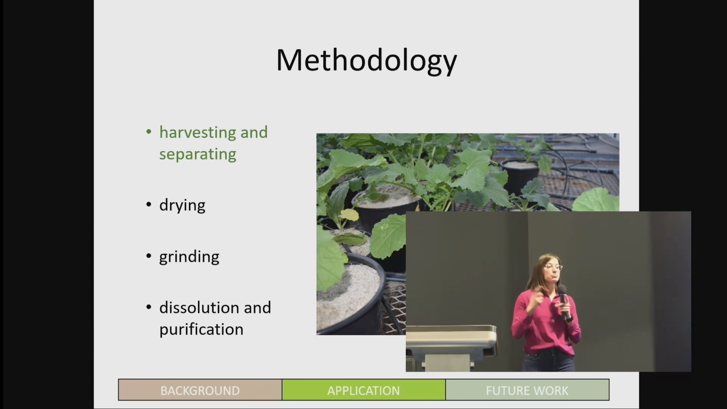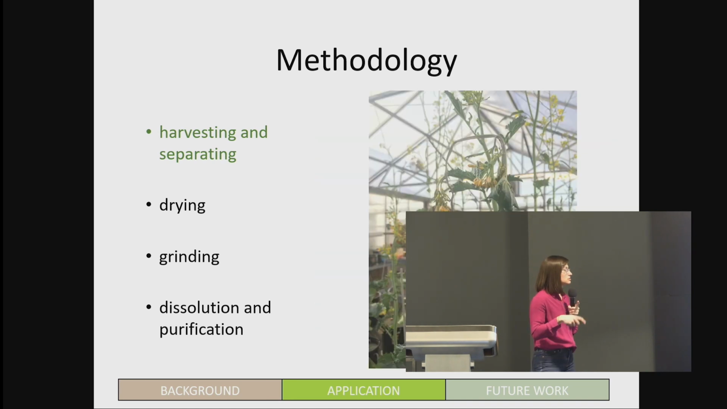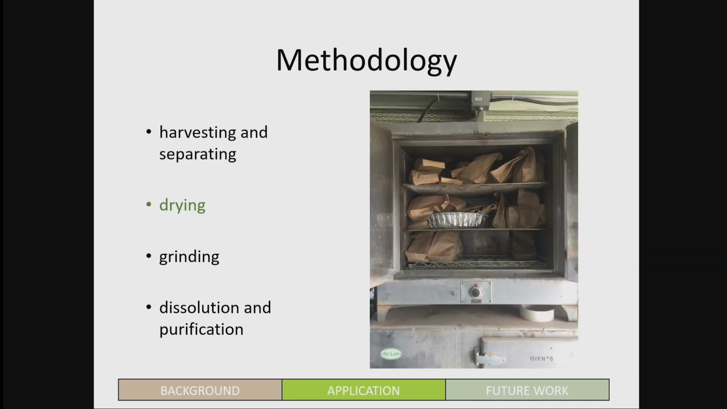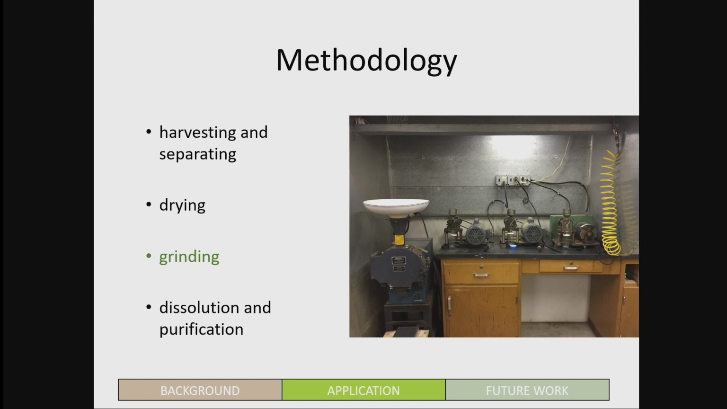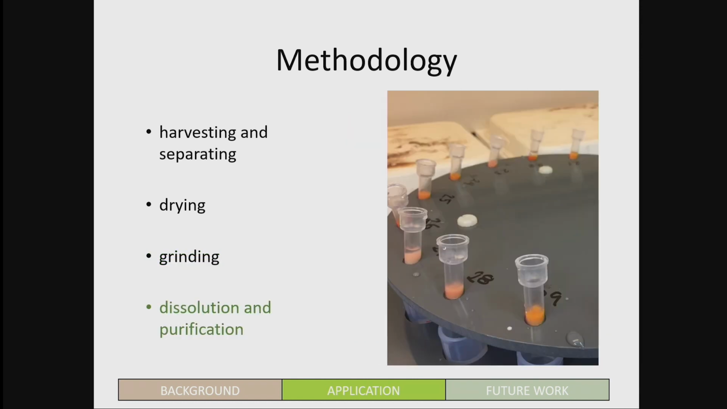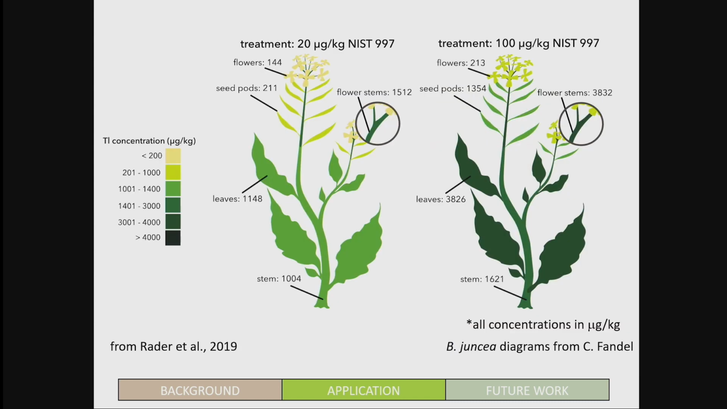Then we harvested and separated those plants into individual plant parts. We then dried those plants in an oven. We ground them down through a series of Wiley mills, so they got into finer and finer particle sizes, and then went through the same sort of process that we did with the geologic material, where we go from a solid plant sample into a solution and then chemically isolated the thallium so we could accurately measure its isotopic composition.